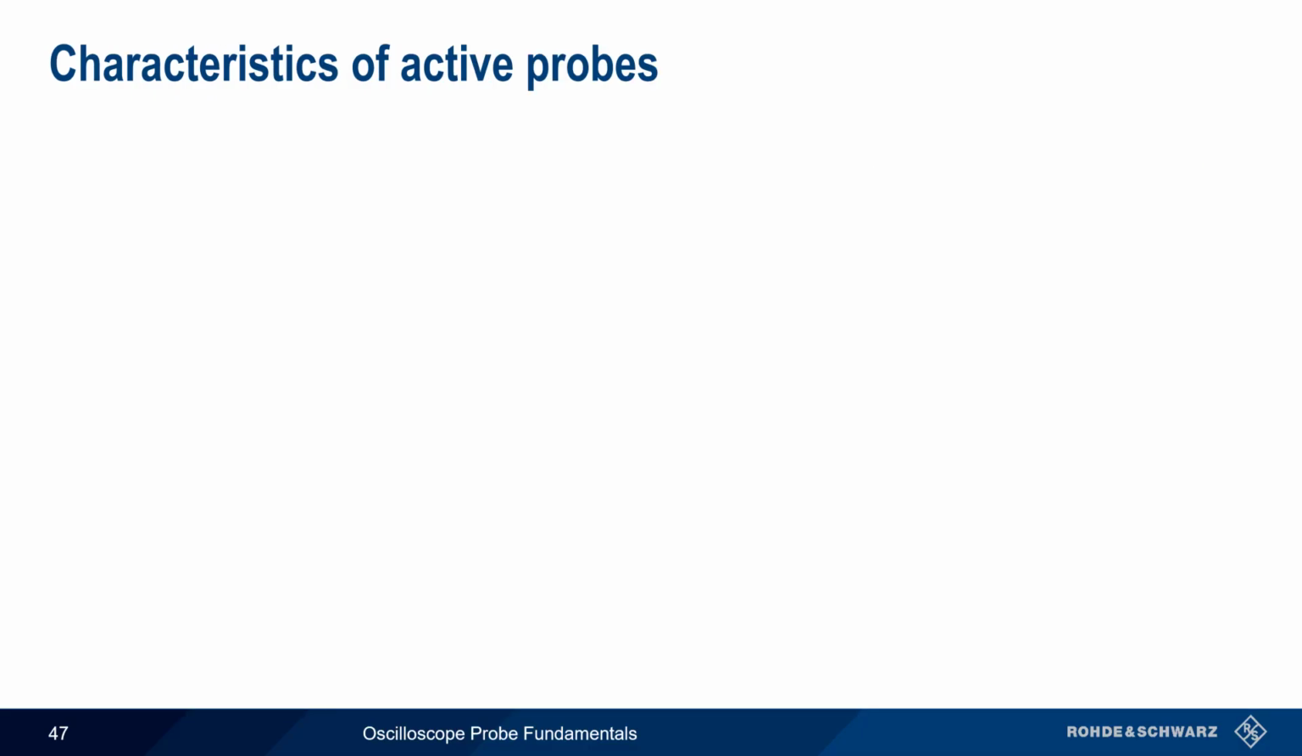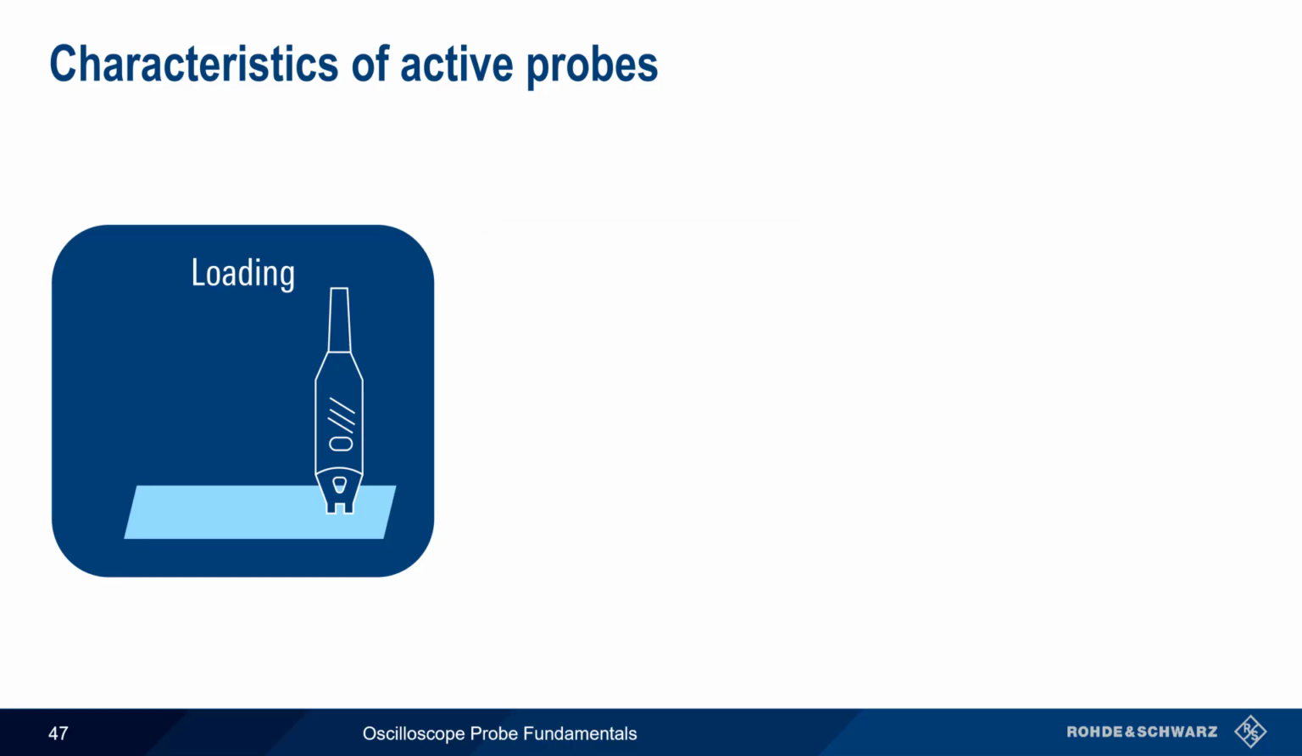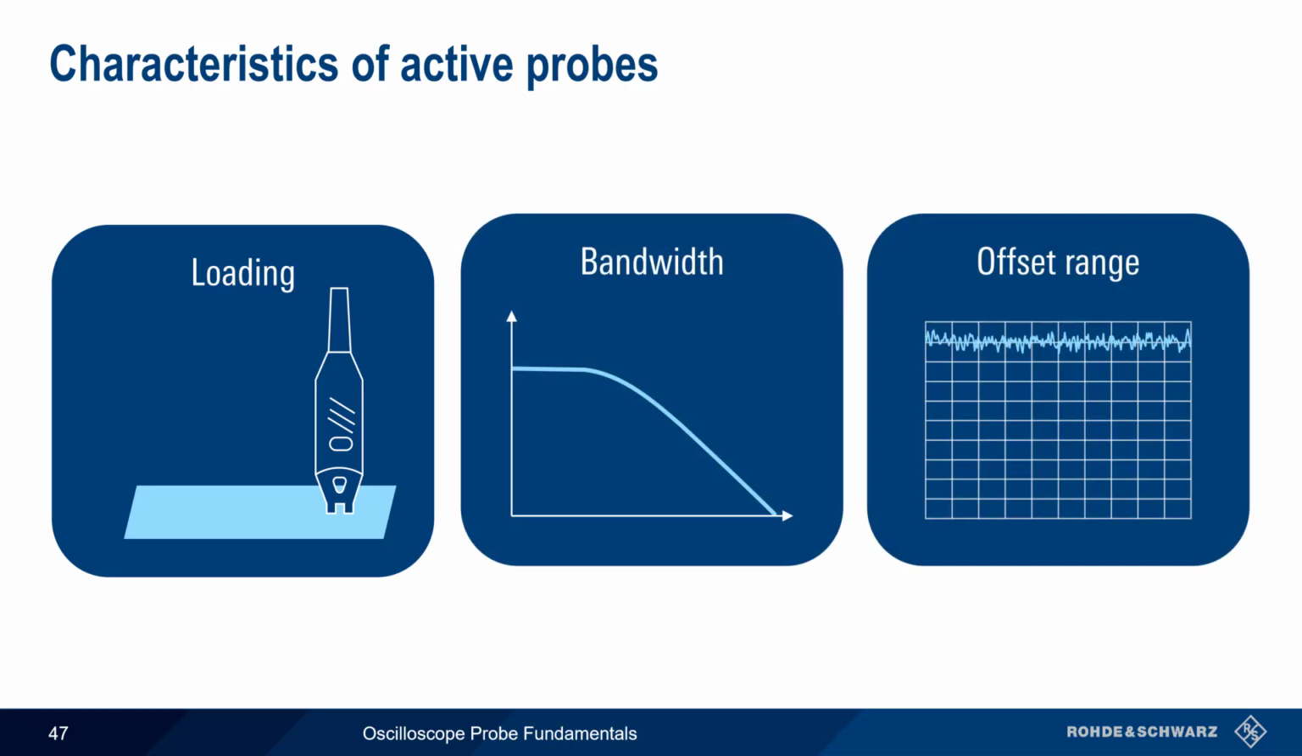On a previous slide, we briefly touched on the three important characteristics of an active probe, namely loading, bandwidth, and offset range. Active probes have significant advantages over passive probes in all three of these areas, so let's take a few moments to explain each of these in more detail.